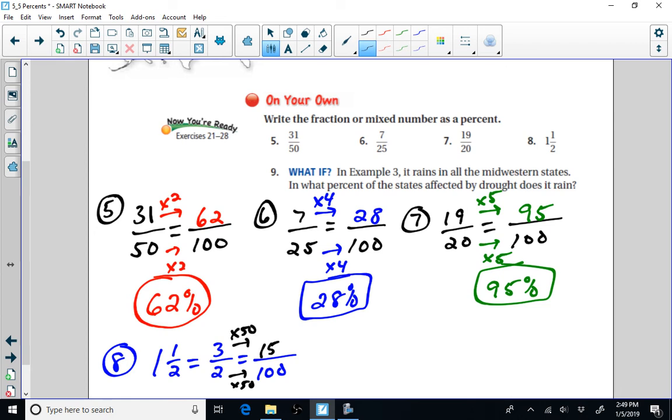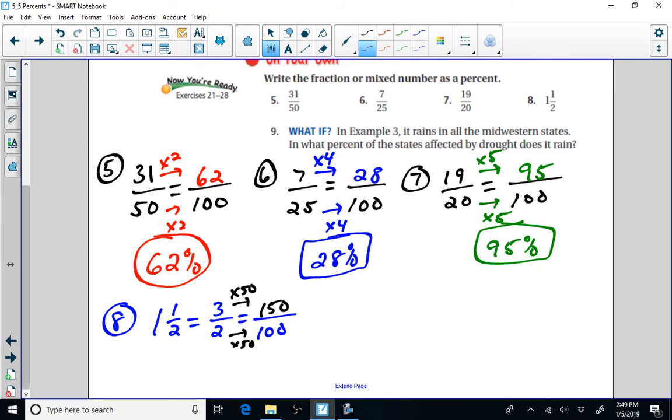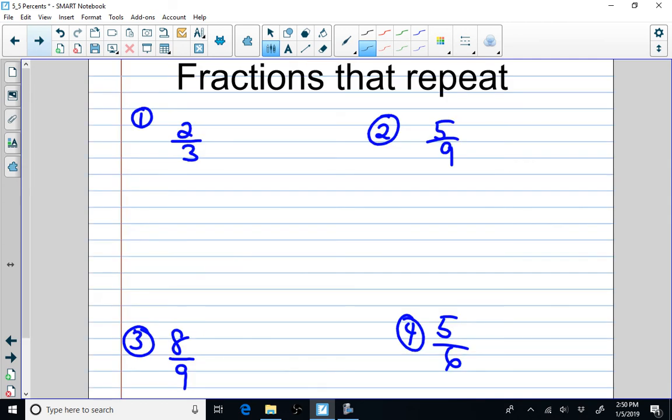3 times 50 is 150. So 1/2 is the same as 3 halves, or 3 over 2. 3 over 2 is the same as 150 out of 100. The word percent means out of 100. So 150 out of 100 is the same as 150%. So 1/2 is equivalent to 150%.